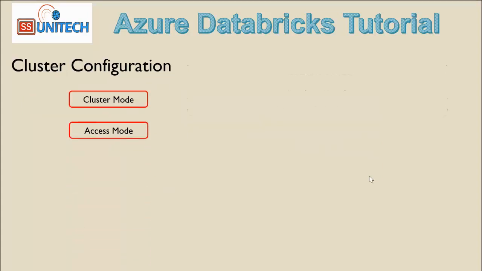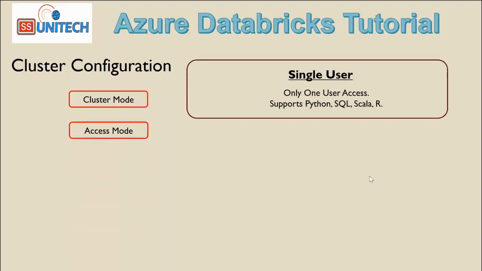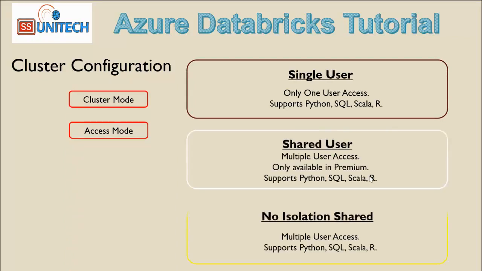Next is the access mode. Inside the cluster, there are three different access modes. The first is the single user, the second is the shared user, and the third is the no isolation shared. For the single user, only one user can have access, and it supports all four languages: Python, SQL, Scala and R.